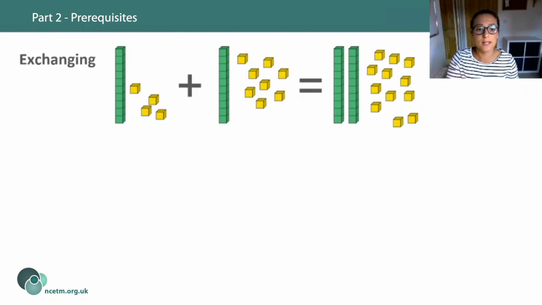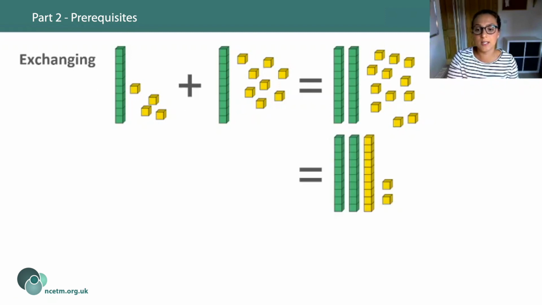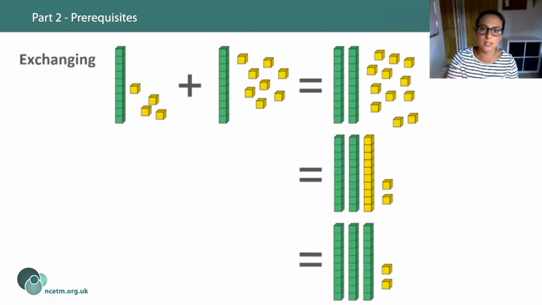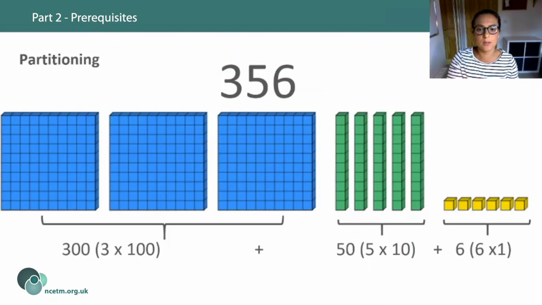So exchanging, things like 14 add 18 equals 32. Just the idea that we can exchange 10 of those ones into 110 and we do still have 32. So some representations of that might be useful.